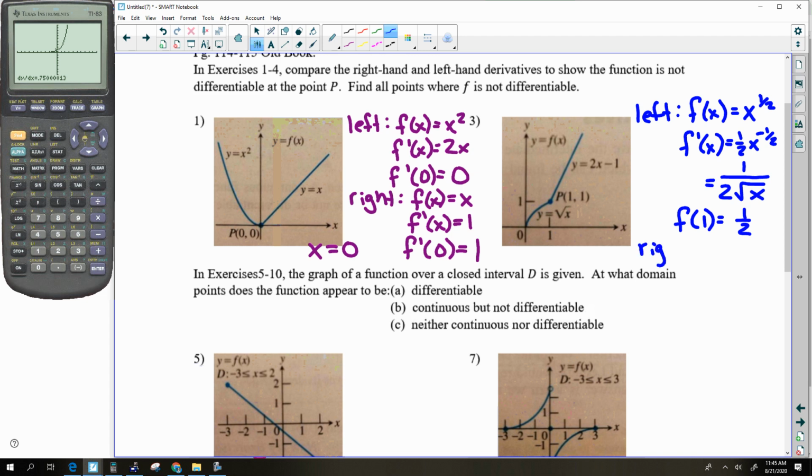The right-hand derivative, okay, is f of x is equal to 2x minus 1. So its derivative is equal to 2. What is that derivative when x is equal to 1? It's still 2. There are no x's to replace. So again, the derivative from the left is saying that it's 1/2. The derivative of the right is saying that it's 2. Notice that these need to be equal for it to be differentiable. So where is this not differentiable? At x is equal to 1, it's not differentiable.